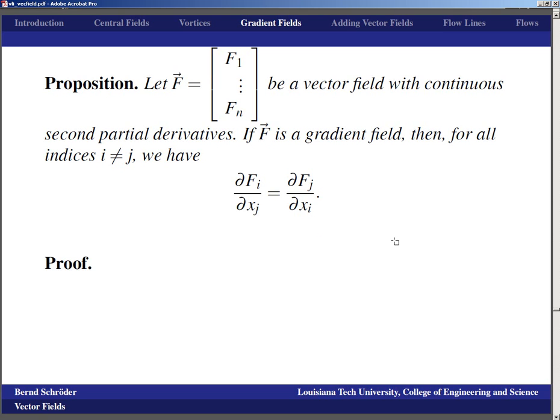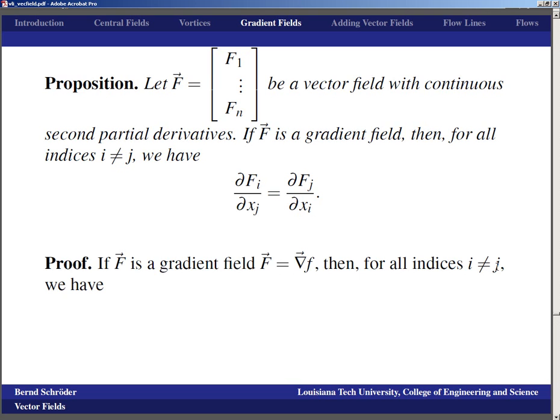And why is that so? Well, that is because if f is a gradient field, gradient lowercase f, then for all indices i not equal to j, we have that the partial of the ith component of the vector field with respect to xj is the partial with respect to xj of the partial with respect to xi of f. And we know that if we have continuous second partial derivatives, then we can interchange the order of differentiation.